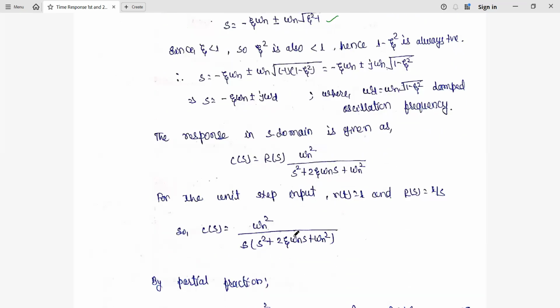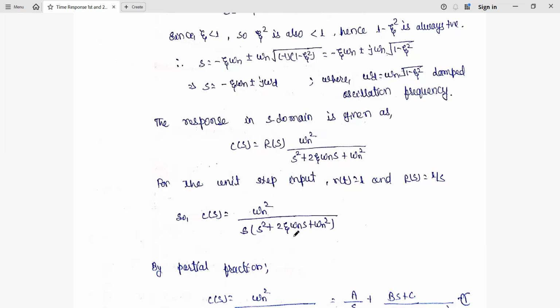Now here the damping ratio value is less than 1, which we are going to consider. Once the damping ratio is less than 1, when we square it, that value also will become less than 1. Suppose, for example, you take 0.5. If you square 0.5, it becomes 0.25, which is smaller, so that is less than 1 only. So 1 minus the square of the damping ratio will always be positive, since the square of the damping ratio is less than 1.